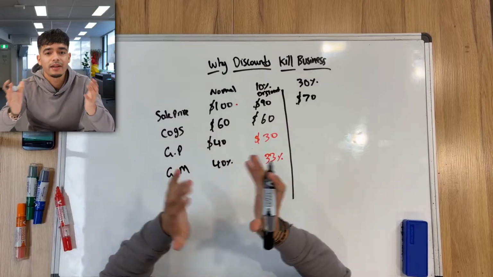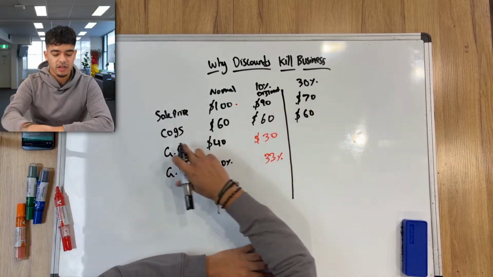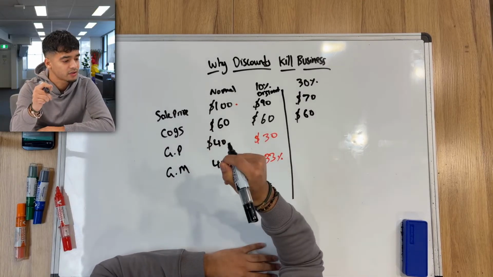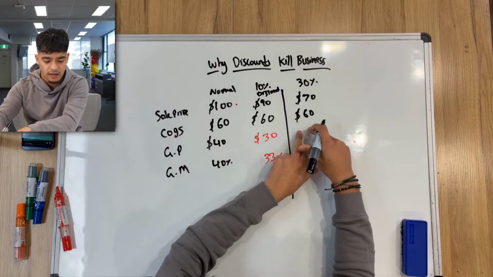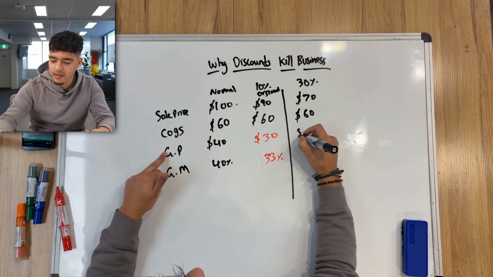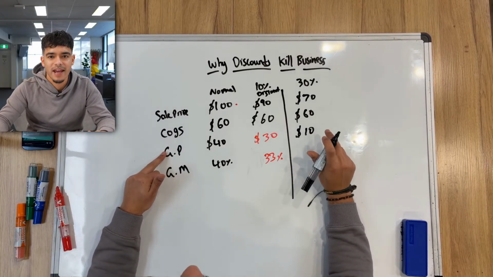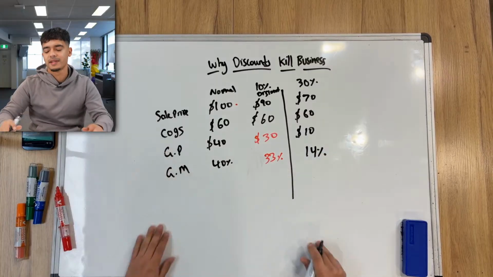Let's say you bend over and say yes to this person. To deliver your services, it's still $60. It still costs you $60 to get out to the property and actually do the service and deliver the service to them. Your gross profit has gone from $40 to $30 to $10. You're only left with $10 at the end of it, which is 14%.